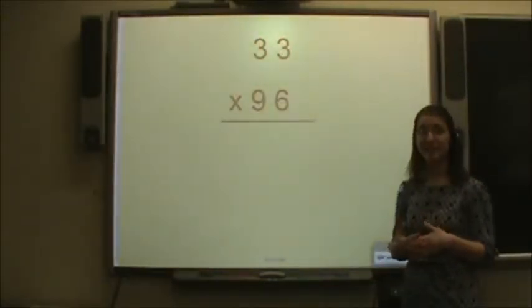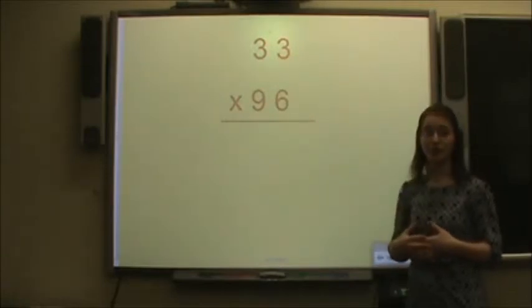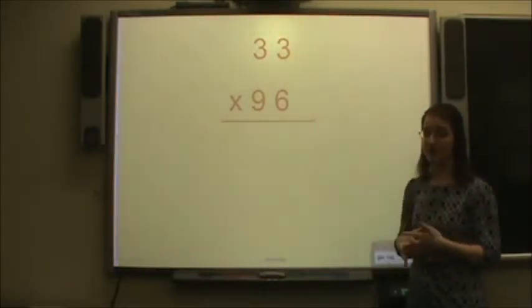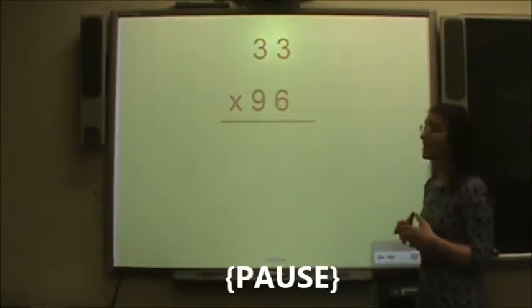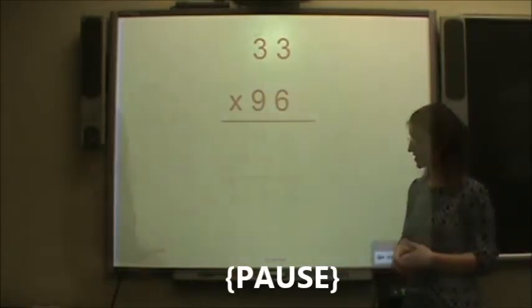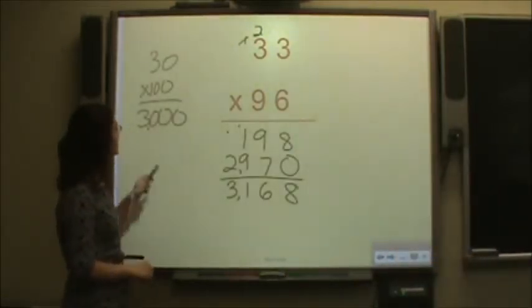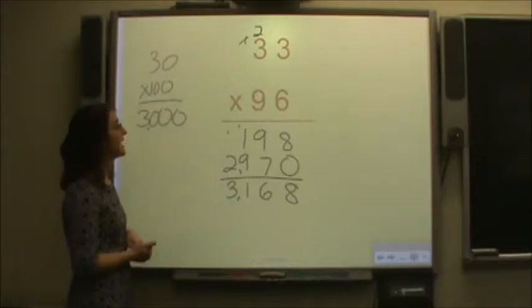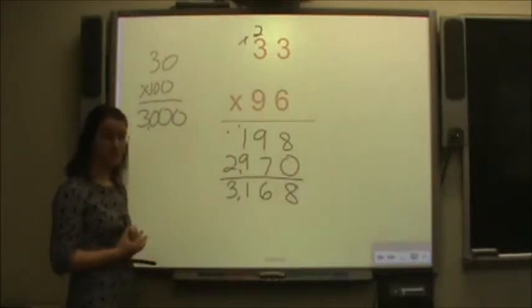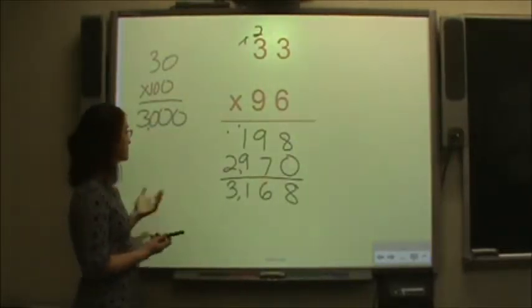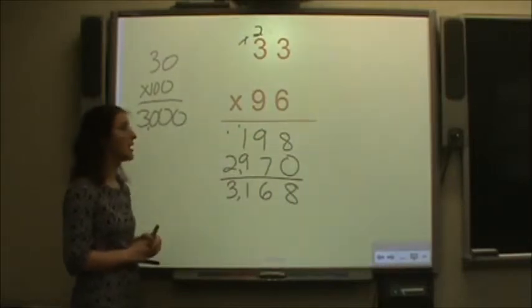Go ahead and pause the video and try to do this one on your own. If you need to go back, watch how we did the last one, absolutely do that. And don't forget to make your ballpark estimate first. For this one, my ballpark estimate is approximately 3,000. And then I went through and I found my answer of 3,168, which is very close to my estimate, so I feel pretty good about it.